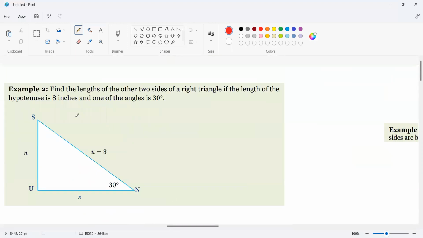Let's proceed to this one. Find the lengths of the other two sides of a right triangle if the length of the hypotenuse is 8 and one of the angles is 30. So take note, automatic na siya. This is 90 and this is 60. Without drawing that one, makasabot na tungod siya. And we are asked to solve N and S. So by using the formula, if you still remember, how do we get the shorter leg? Divide na siya 2, diba?